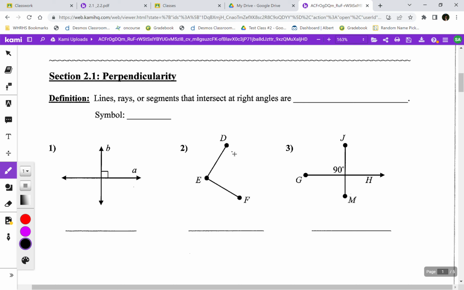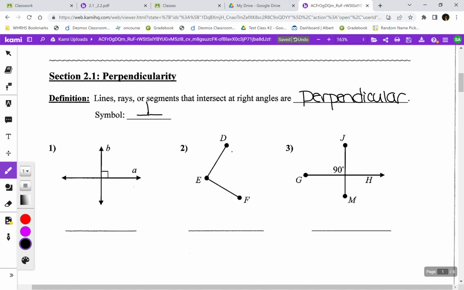Right, perpendicular lines make right angles. Lines, rays, or segments that intersect at right angles are perpendicular. The symbol for perpendicular is that upside down capital letter T.